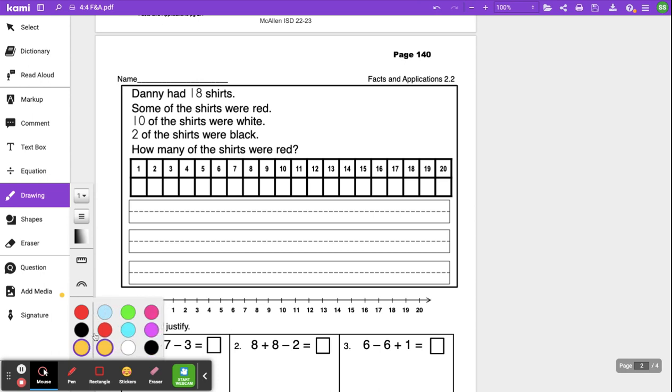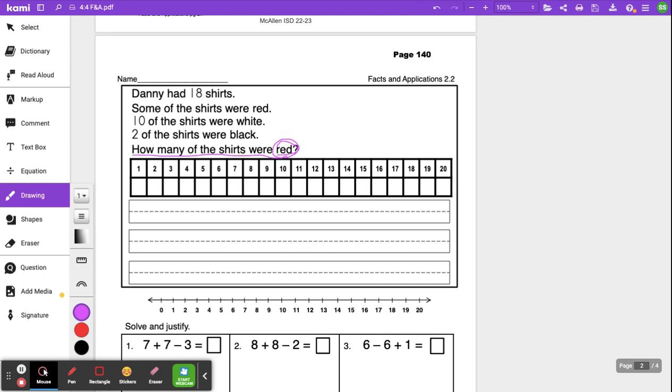So the first thing we want to do is underline the question. How many of the shirts were red? What are we looking for? The red shirts. This is the important part here. Okay, and we always remember to underline the question, circle information, cross out what you don't need, the problem-solving way. So here we already underlined the question, and we know that we're looking for red.